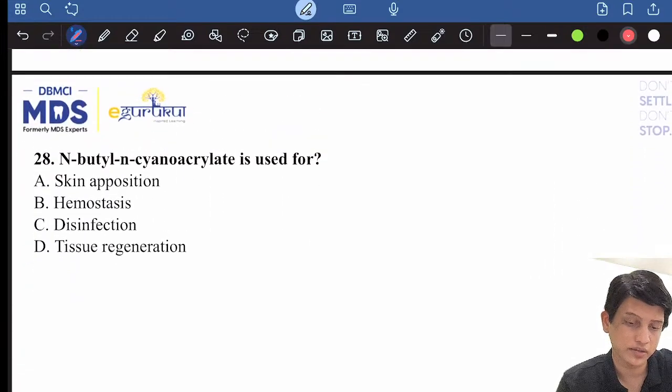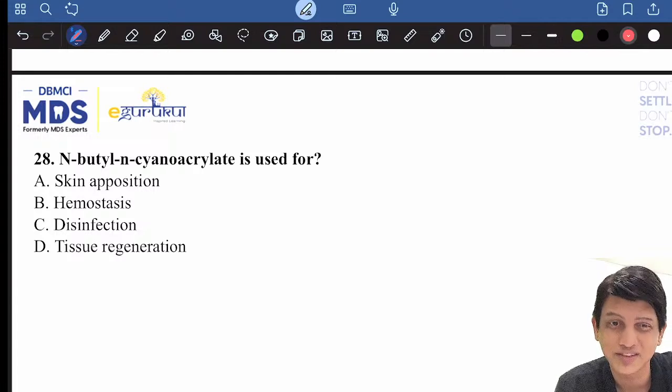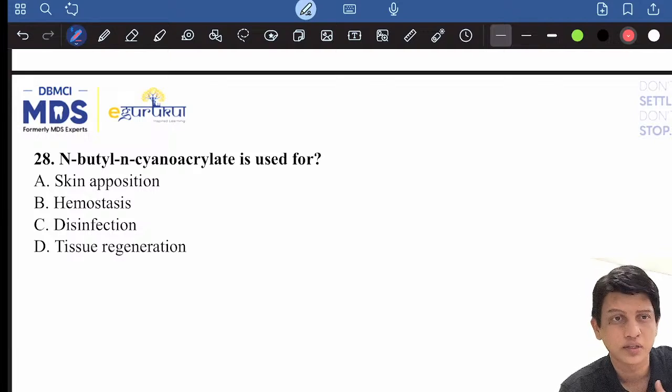Okay. Next question is another factual question. Most of them are factual. Okay, and my students are prepared for concept based questions, not this factual. Any concept, from that concept any question comes, they can answer.